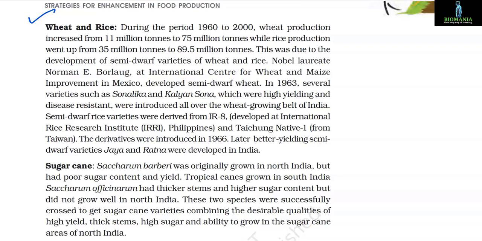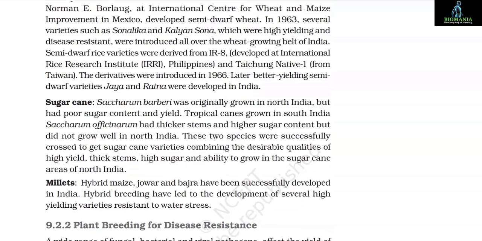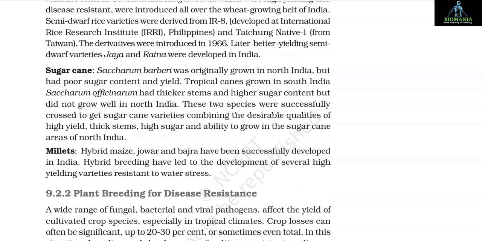Nobel laureate Norman E. Borlaug at International Center for Wheat and Maize Improvement in Mexico developed semi-dwarf wheat in 1963. Several varieties such as Sonalika and Kalyan Sona, which were high-yielding and disease-resistant, were introduced all over the wheat-growing belt of India. Semi-dwarf rice varieties were derived from IR8, developed at International Rice Research Institute, Philippines, and Taichung Native 1 from Taiwan. The derivatives were introduced in 1966. Later, better-yielding semi-dwarf varieties Jaya and Ratna were developed in India.